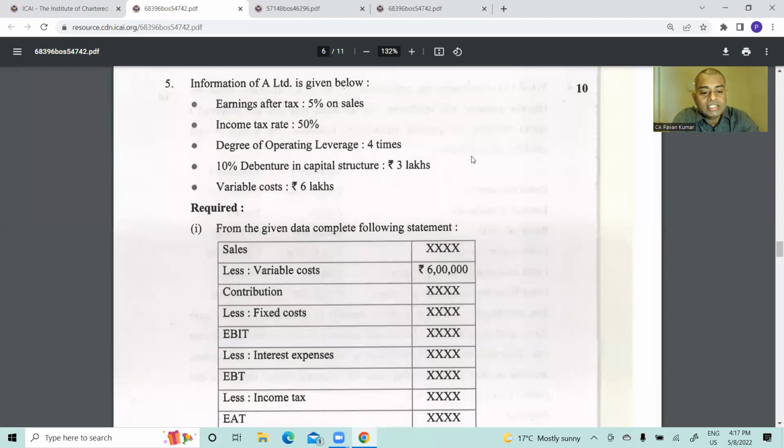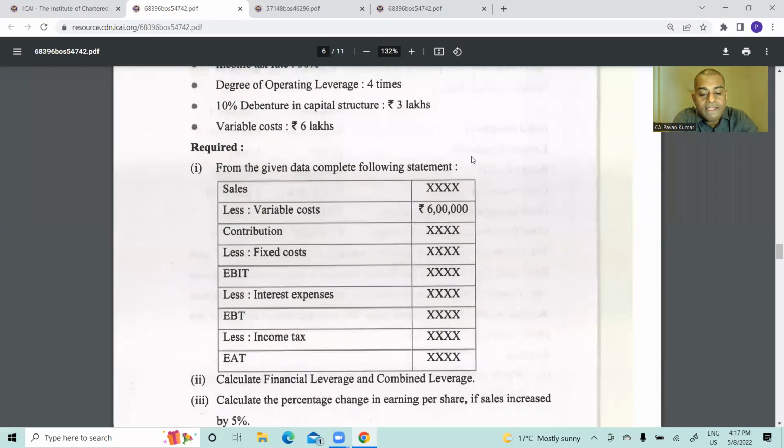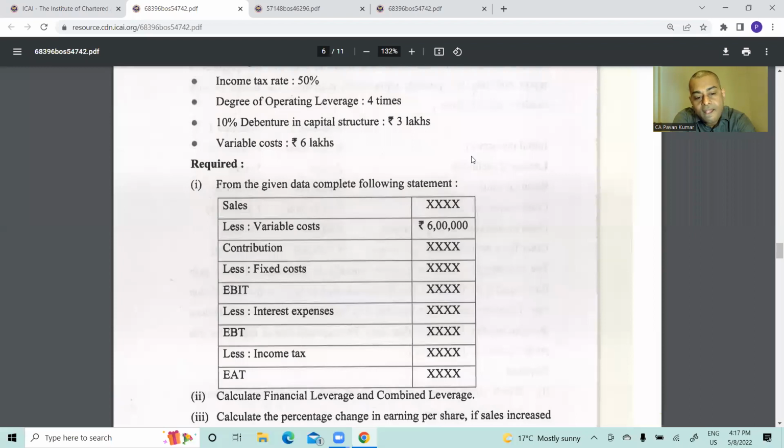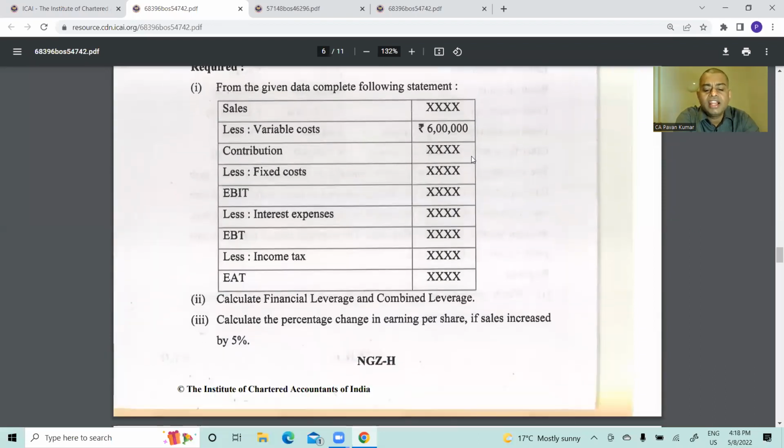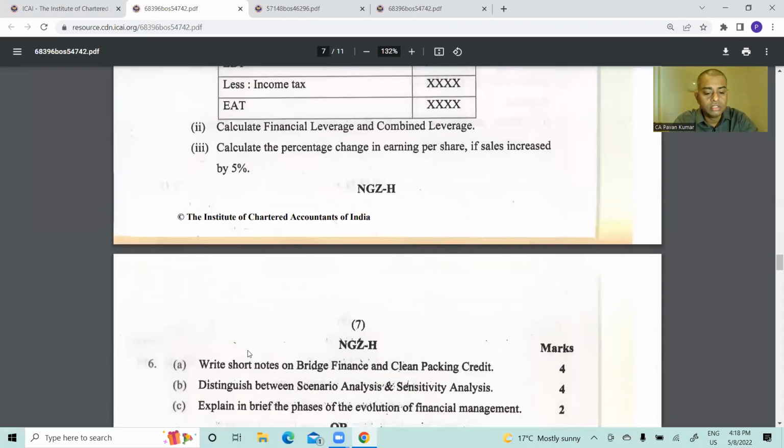Then guys, can you tell me this? Look at question number 5 and tell me. They have given this pro forma also. You need to do little reverse workings. Fill this, and they're asking you to calculate financial leverage and combined leverage. Come on, dude. And then they're asking calculate the percentage change in earnings per share if sales increased by 5%. So can you tell me, guys, for this third point, which ratio you use? Calculate the percentage change in EPS if sales increased by 5%. Combined leverage you use, correct? Because degree of combined leverage is equal to delta EPS by delta sales. So combined leverage you'll use. That's all, 10 marks.